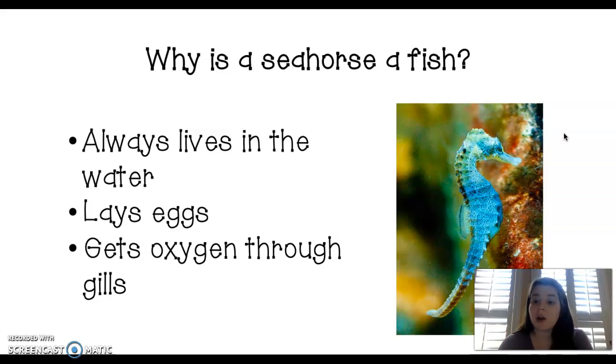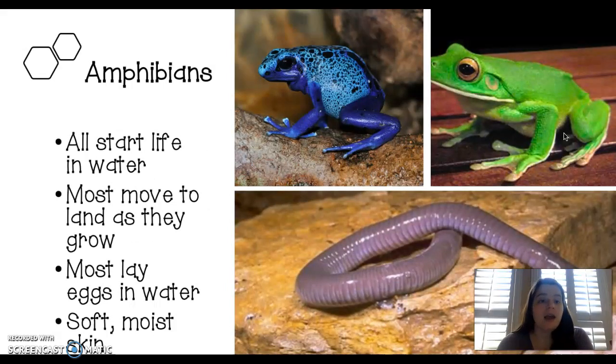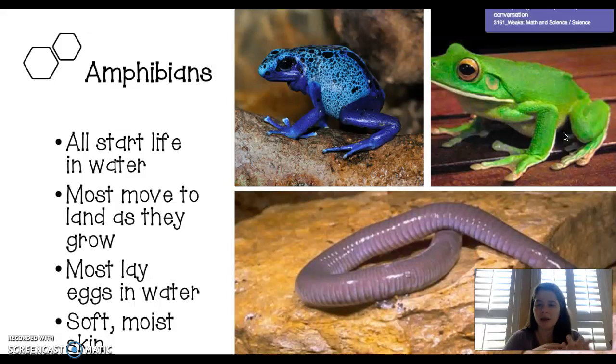Now let's move on to our next category of vertebrates, which are amphibians. Amphibians all start life in water and then move to land as they grow. A few move to land as they grow. Some stay in the water. Most of them lay eggs in water, and they have soft, moist skin. So it's kind of like if you ever have touched a frog, they kind of have rubbery, moist skin.